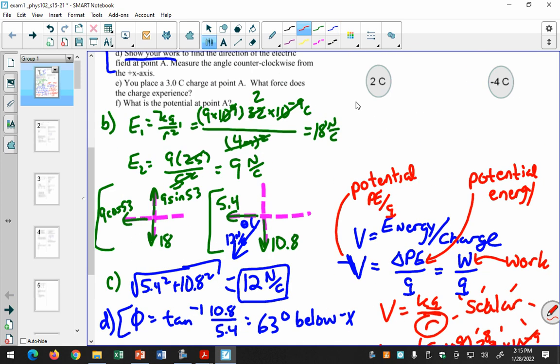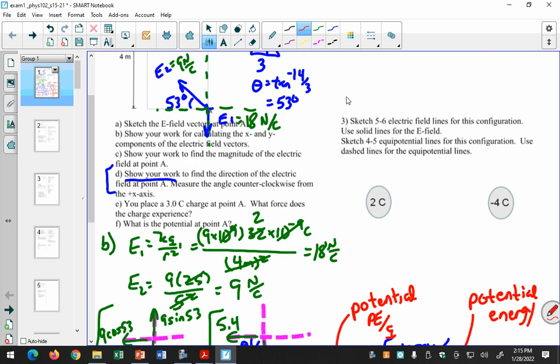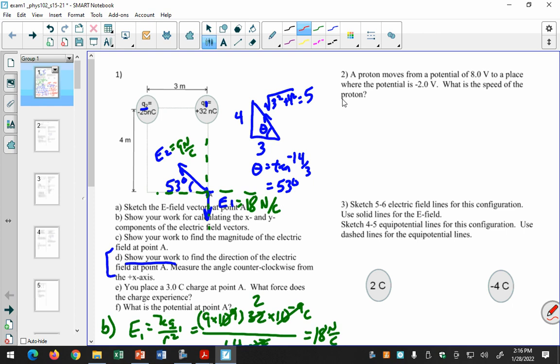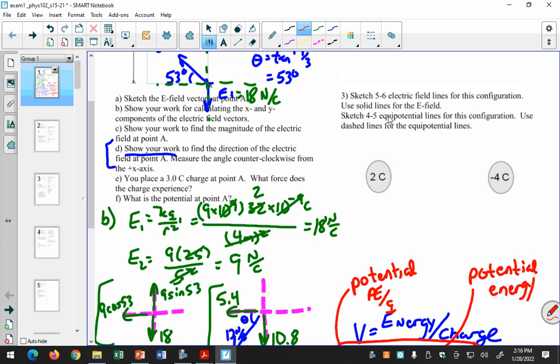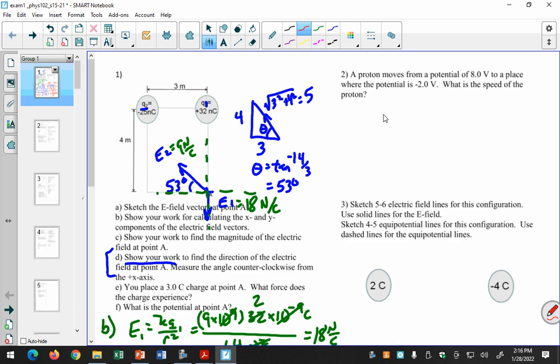Okay, let's go and look at number 2. So this is based on the idea that our voltage, or our potential, is equal to a change in energy over our charge.